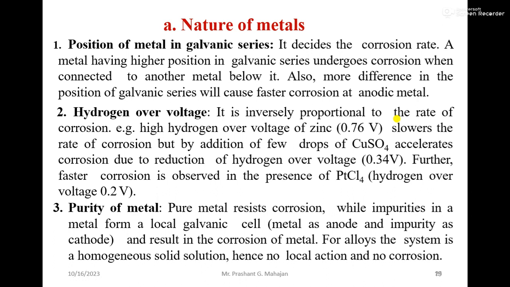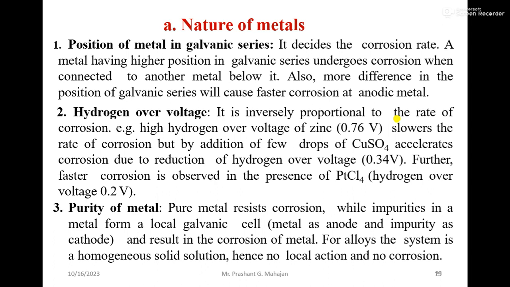So generally there is a question in the exam, that is, explain factors affecting rate of corrosion. If the question is asked like that, you are free to write any of the factors. But if the question is asked like nature of the metal, you are supposed to write only the factors which are present below the nature of the metal. And if there is a question like nature of the environment, you write only nature of the environment.